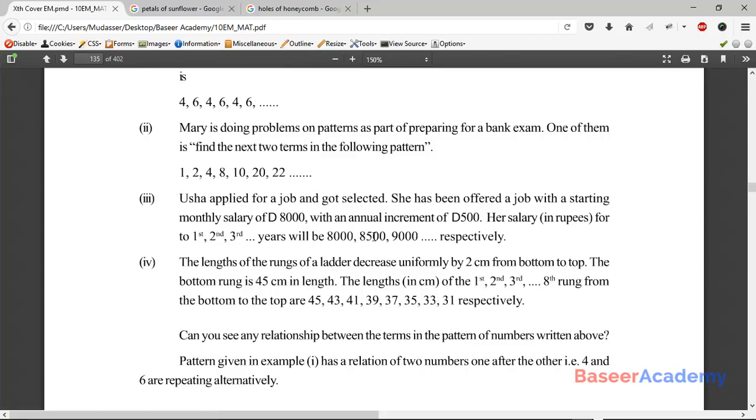Now if we see the list of these numbers, 8,000, 8,500, 9,000, we see that the difference between any two consecutive terms is 500. When I say consecutive terms, I mean terms which are adjacent to one another. 8,000 and 8,500, the difference is 500, right? And again the difference between 8,500 and 9,000 is 500. So there's a fixed number that is getting added to her monthly salary every year, and the fixed number is 500, right? 8,000 plus 500 is 8,500. 8,500 plus 500 is 9,000.